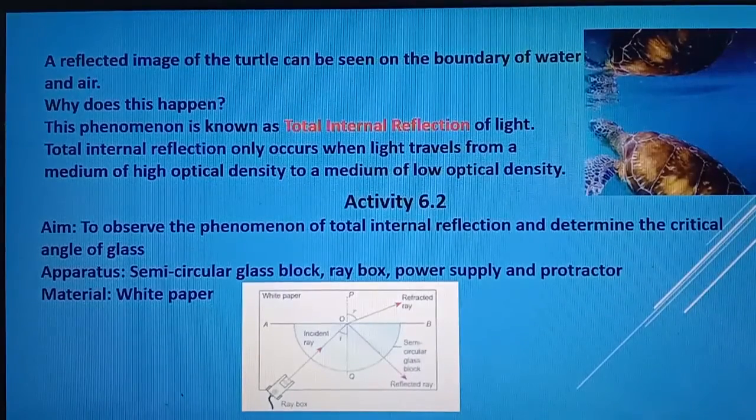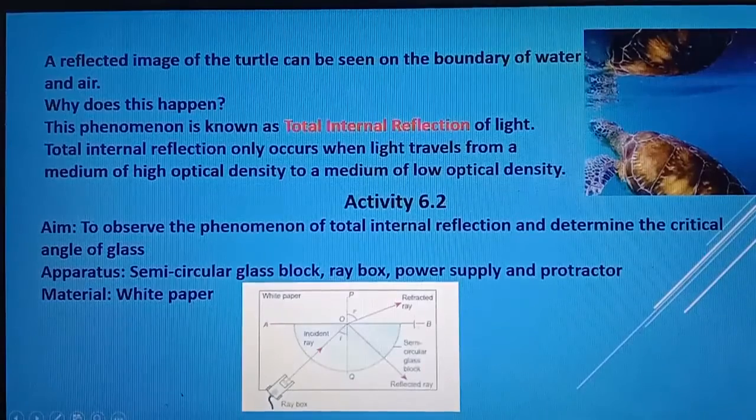So what is total internal reflection? We will discuss the definition later. Now you can refer to your textbook, activity 6.2. The aim of this activity is to observe the phenomenon of total internal reflection and determine the critical angle of the glass. Apparatus needed: semicircular glass block, ray box, power supply and protractor. Material is a white paper.